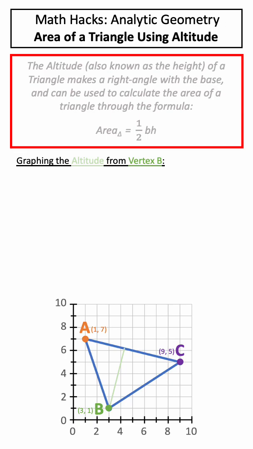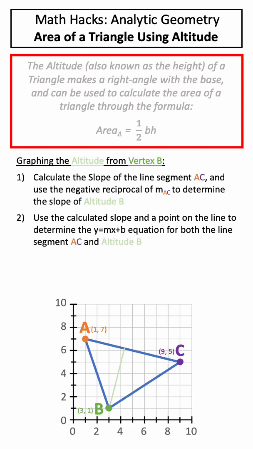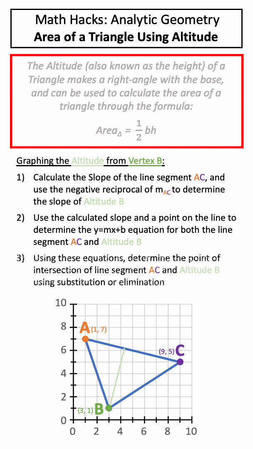I'll quickly summarize how to graph the altitude using vertex B in the triangle below. The first thing we do is calculate the slope of line segment AC and use this to determine the slope of altitude B. The next thing we do is use these slopes to determine the equations for AC and altitude B. And finally, we just determine where these two line segments intersect.